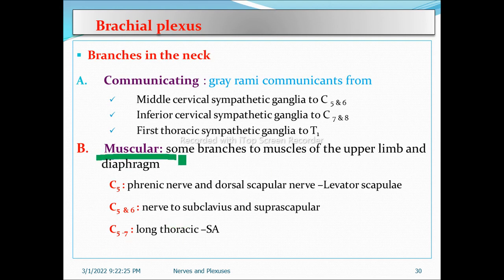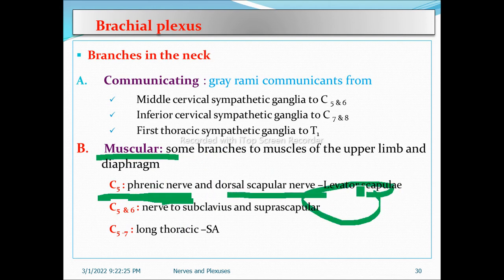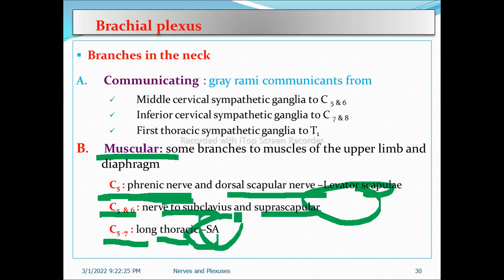So there will also be muscular branches in the upper limb and diaphragm. C5 will participate in the phrenic nerve, and also C5 will contribute to the dorsal scapular nerve, which supplies levator scapulae. C5 and C6 will give us the nerve to subclavius and the suprascapular nerve. So the suprascapular nerve and nerve to subclavius arise from C5, C6. C5 to C7 will give the long thoracic nerve. This long thoracic nerve will supply serratus anterior.